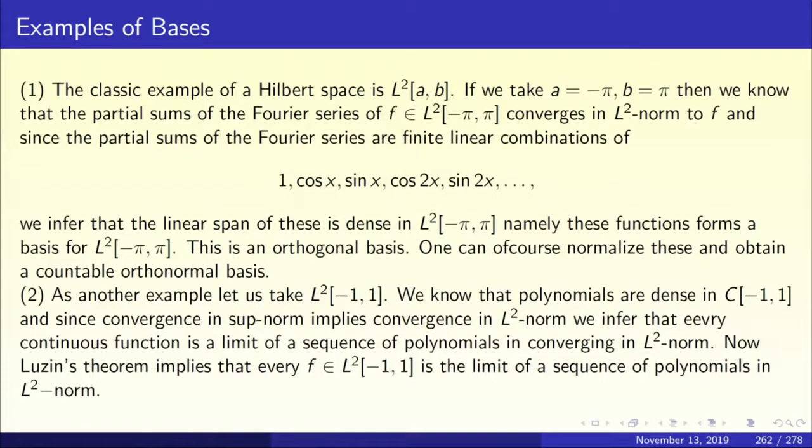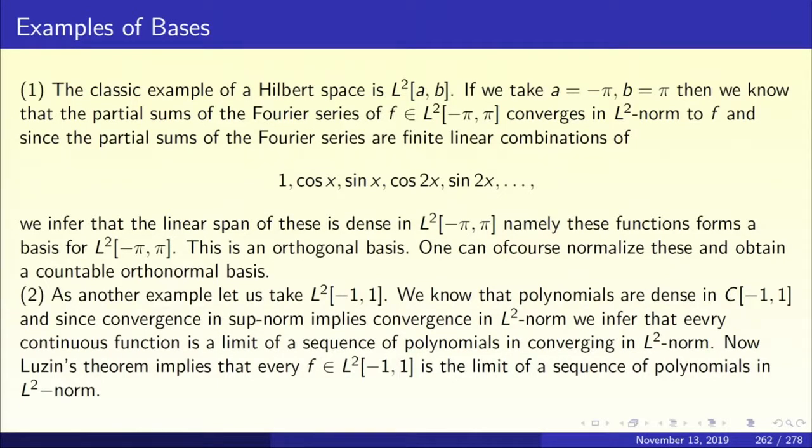Now, we know the partial sums of a Fourier series of f, which is in L2. So, what does the Parseval theorem tell you? The theorem says that if I take the partial sums, they converge to f in L2 norm. We have seen this in the second module in this course. So, S_n f, the nth partial sum of f, converges to f in L2, which means that the finite linear combinations of 1, cos x, sin x, cos 2x, sin 2x, etc.